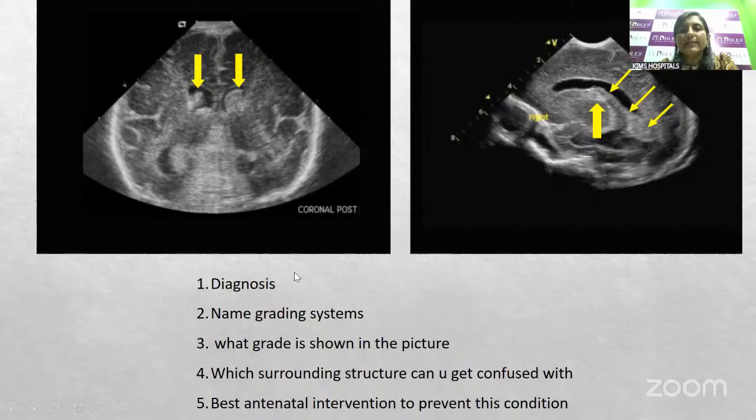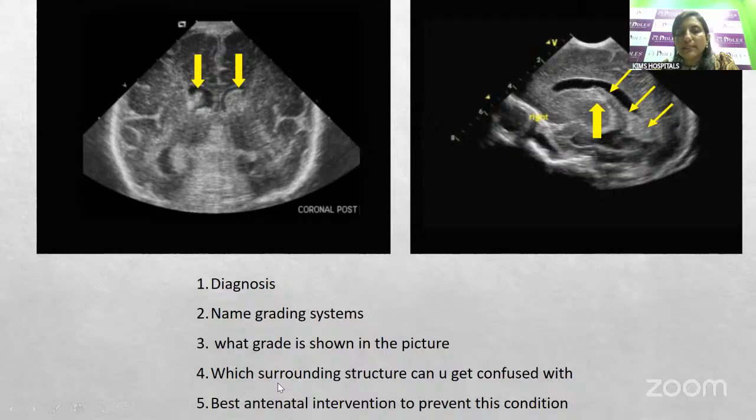So what are the grading systems? Name the grading systems. Volpe and Papile are the grading systems. Which surrounding structure can you get confused with for IVH? As we have discussed in the previous sagittal view, since the choroid plexus is also originating at the same place, sometimes we can get confused with the choroid plexus for IVH.